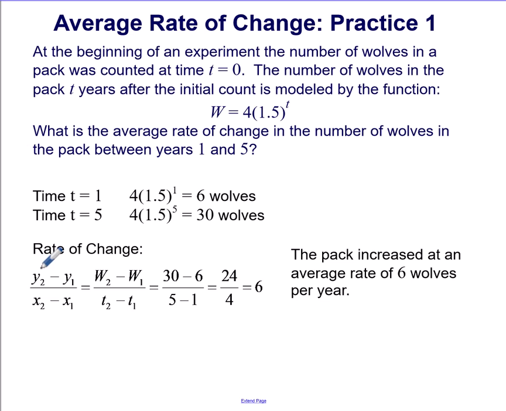So we start off with y2 minus y1 over x2 minus x1. But to make this pertinent to our particular situation, I'm going to replace y with W for the number of wolves, and x I'll replace with T for time. Making the appropriate substitutions and doing the arithmetic, we find out that the average rate of change is 6. So, in summary, the pack increased at an average rate of 6 wolves per year.